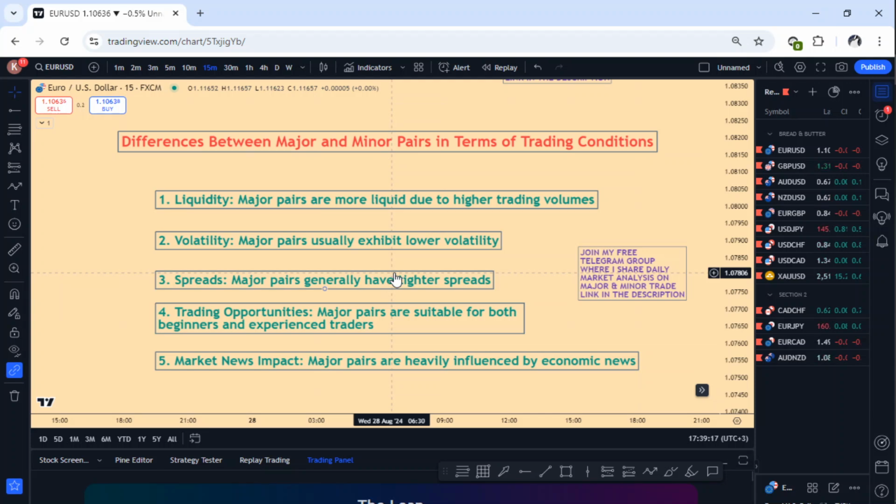Major pairs have tighter spreads due to high liquidity and frequent trading, so the volume is what gives them tighter spreads. But what if you want to trade the minor? What do you need to know about spreads?